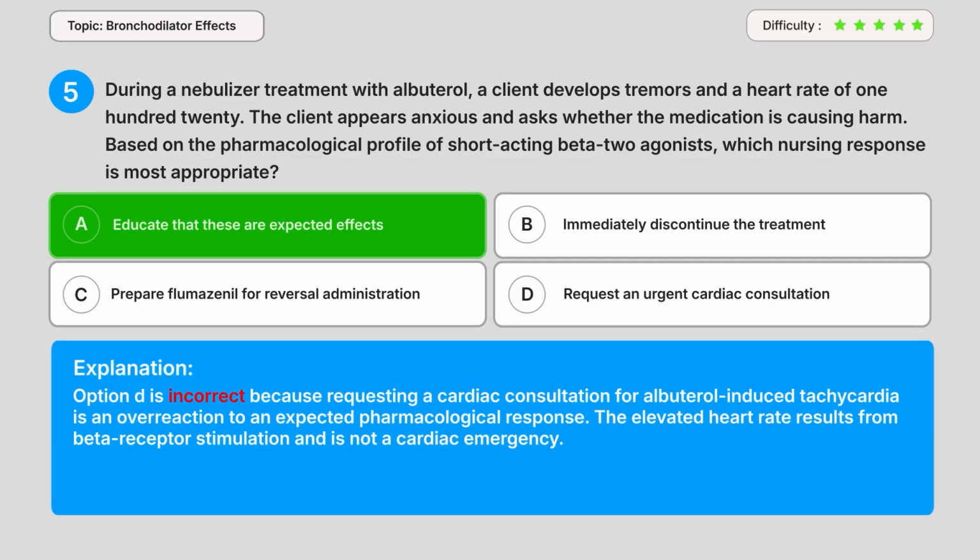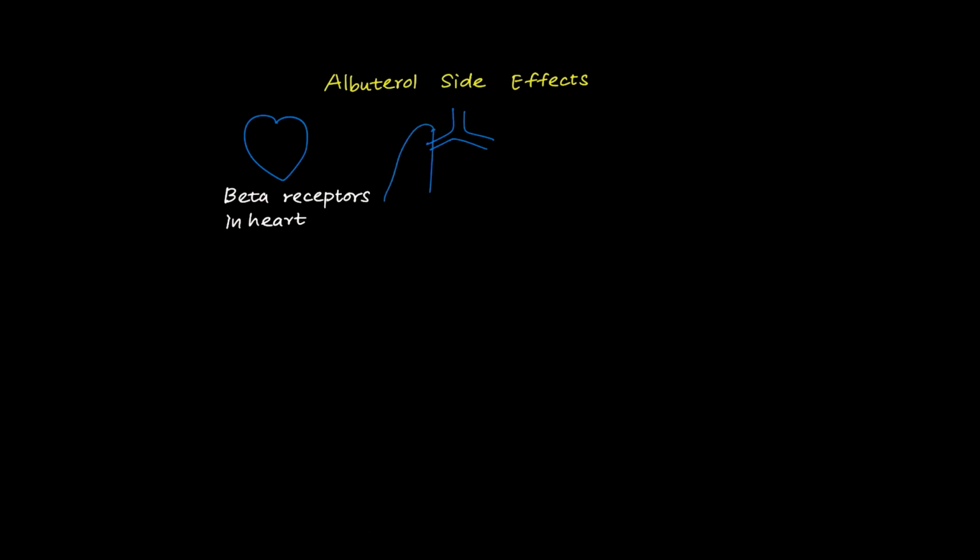Option D is incorrect because requesting a cardiac consultation for albuterol-induced tachycardia is an overreaction to an expected pharmacological response. The elevated heart rate results from beta receptor stimulation and is not a cardiac emergency. A client on an albuterol nebulizer treatment develops tremors and a heart rate of 120. They're scared. Is this harmful? No. Educate them that these are expected pharmacological effects.